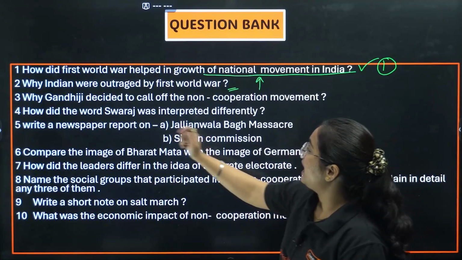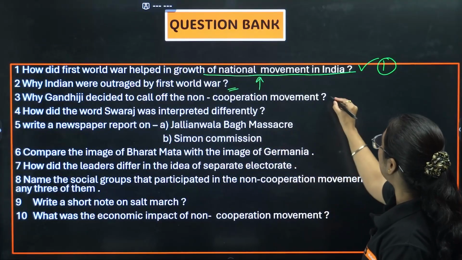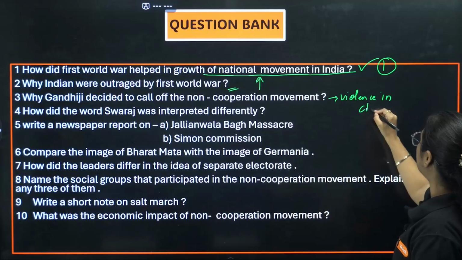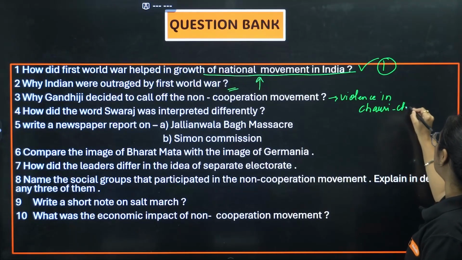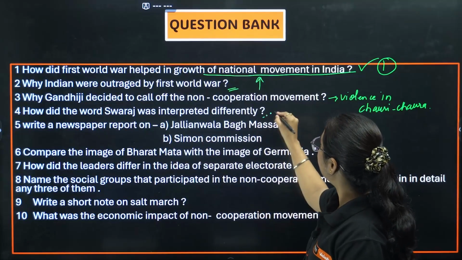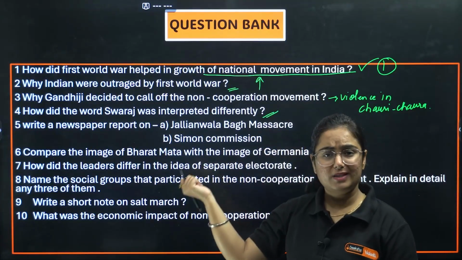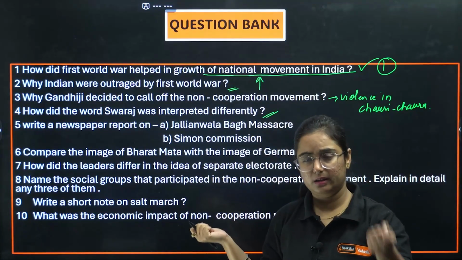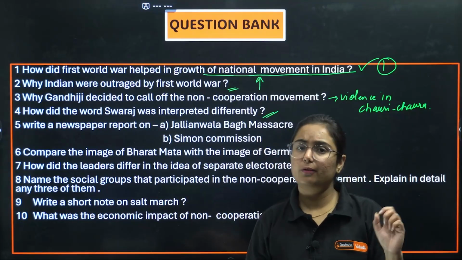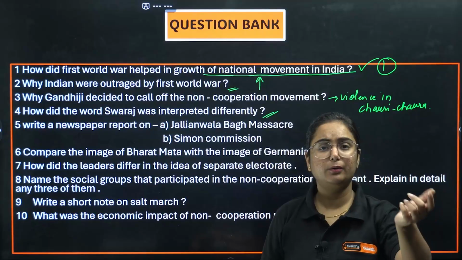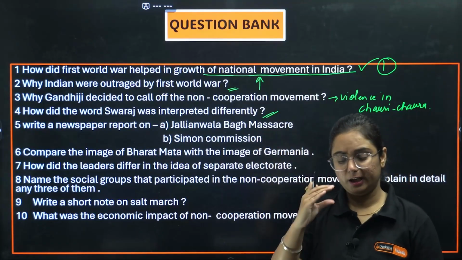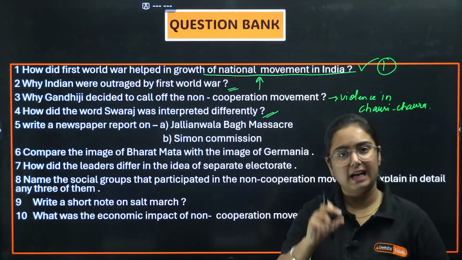Okay, why did Gandhiji decide to call off the non-cooperation movement? Because of the violence in Chauri Chaura. Okay, write in detail about it to get full marks. How was the word Swaraj interpreted differently? Yes, here we have seen that the people in the town interpreted it differently. The plantation workers were different. The people living in the countryside were different. Tribals saw it differently. All those you need to divide into points, make a point and then add your sub points.